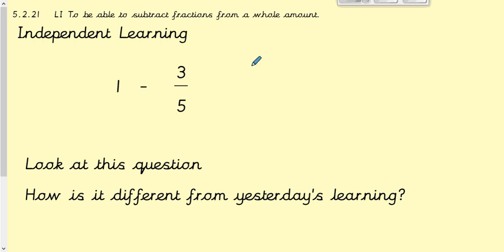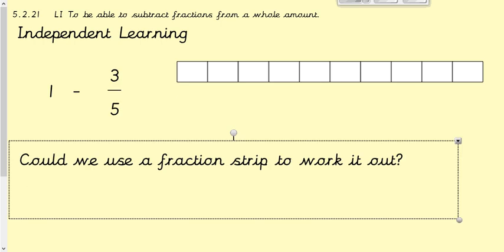So the clue kind of in the learning intention, from a whole amount. So we're now subtracting from a whole amount rather than a fraction subtract a fraction. It's a whole subtract a fraction. So we're going to learn how to do that first. It's quite straightforward, and with practice you'll be fine at it. So we'll go through it together first. So we have 1 whole, take away 3 fifths.